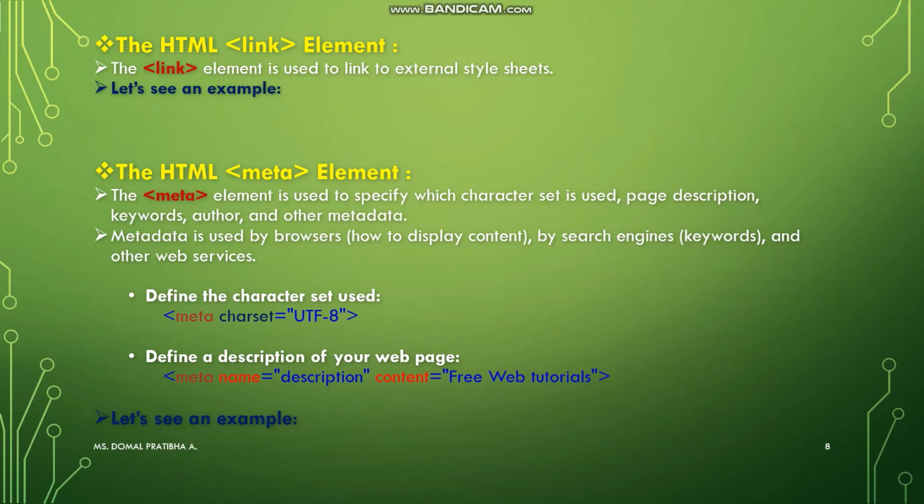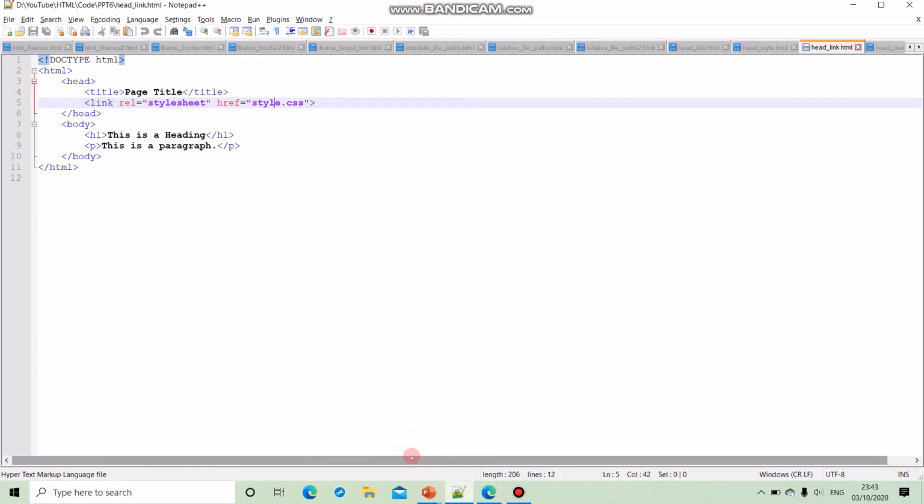The HTML meta element. The meta element is used to specify which character set is used, page description, keywords, author, and metadata. Metadata is used by browsers, by search engines, and other web services. Define the character set used: meta charset equal to UTF-8. Define the description of your web page: that is meta name equal to description, content equal to free web tutorials. Let's see an example.